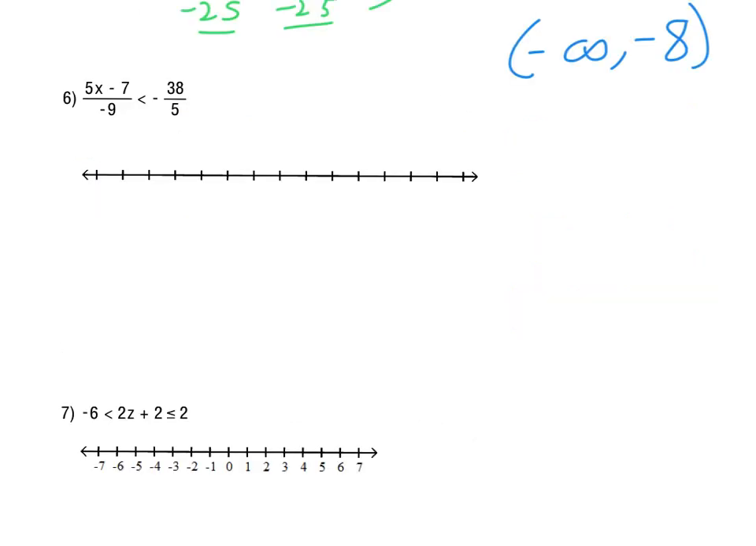For number 6, in order to get rid of these fractions, I'm going to multiply both sides of the equation by 45. I'm going to kind of just do my notation here.